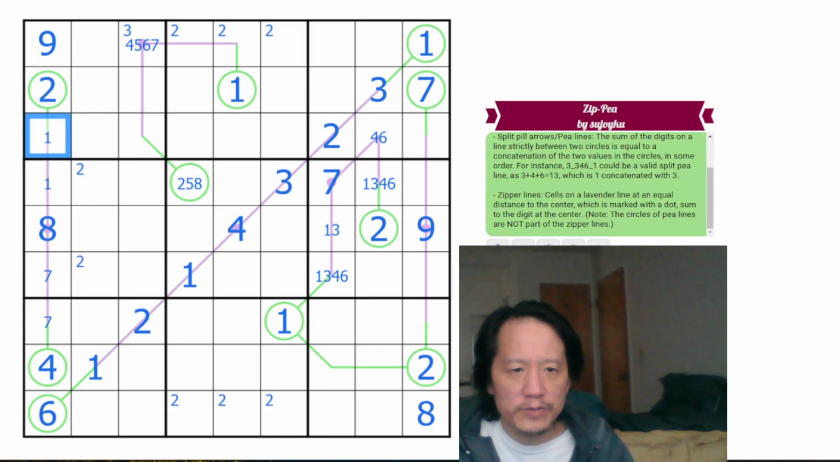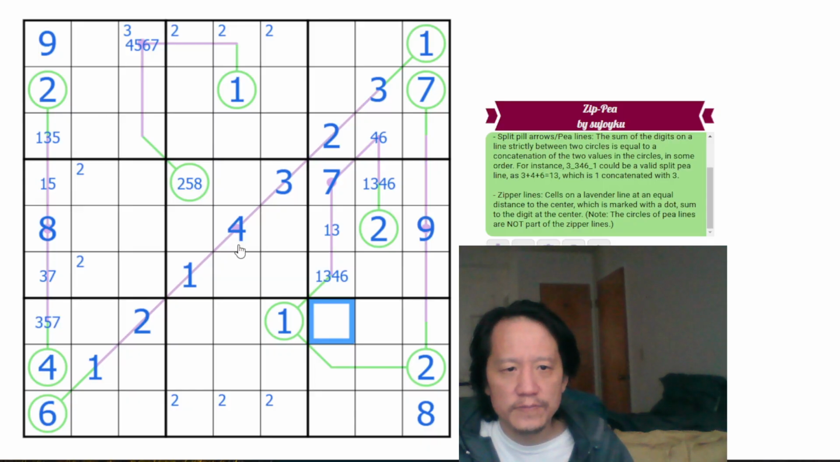The 3 could be here. Oops. Could be here, here, and here. So then the 5 could be here and here. That seems fine. This is 1 to 5. This is 3 to 7.